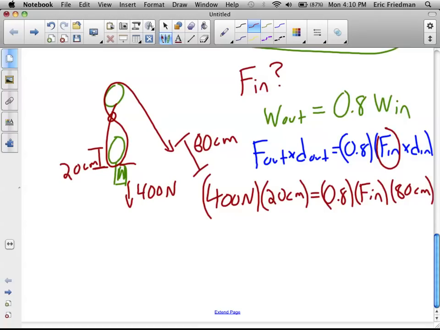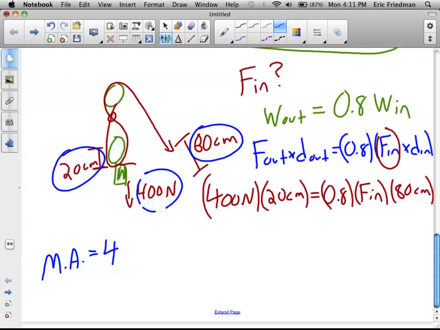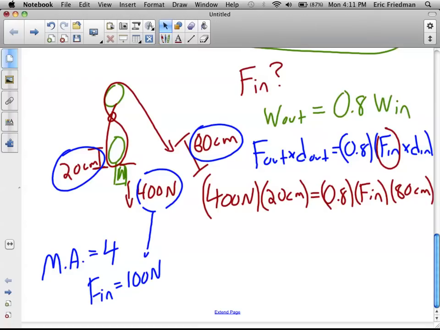Now before we solve this, let's just reason with ourselves, what would it have been if we had 100% efficiency? Right? Well, look at this. 20 centimeters out, 80 centimeters in. That's a mechanical advantage of 4. You can just read it right off like that. So if my mechanical advantage is 4, and I look at this 400 newtons, I was hopefully expecting my input force to be only 100 newtons, right? Because that's 4 times less than that. Well, let's go and solve our equation over on this side now.